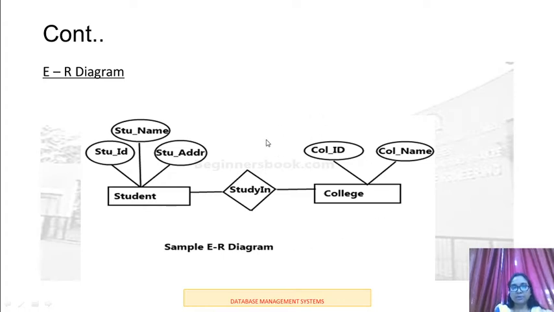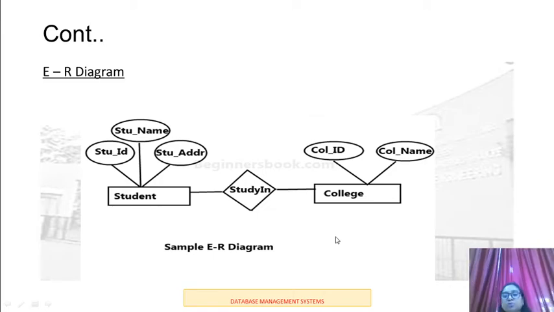So we have taken an example over here. This is a simple ER diagram where student and college are the two entities, and these two entities are connected with each other through this diamond shape. So this represents student studying in college. Studying in is the relationship between the two entities, that is the student and the college. And this represents the attributes. Student has the attributes student ID, student name and student address, whereas the college also has the attributes college ID and college name.